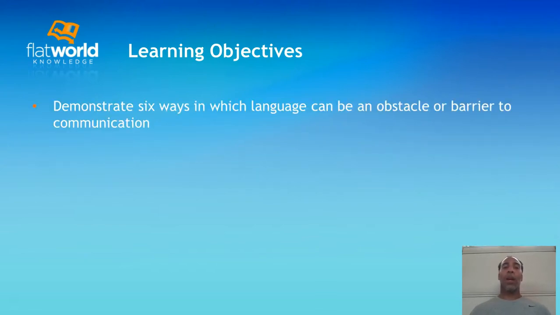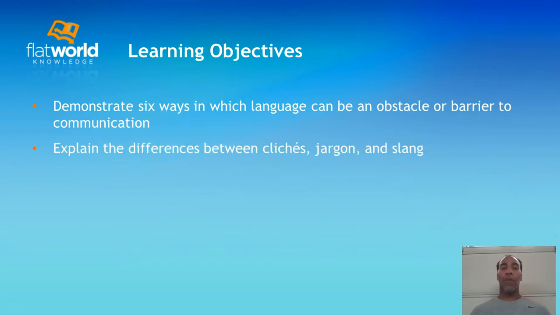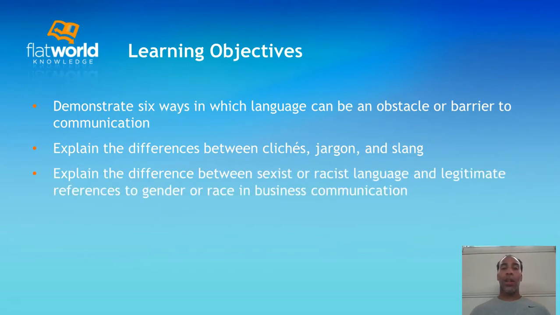We also have objectives of demonstrating 6 ways in which language can be an obstacle or barrier to communication. A lot of times, if 2 people don't speak the same language, it could be a barrier, but there could be other things in reference to language that could be a barrier as well. Explain the difference between cliches, jargon, and slang. Explain the difference between sexist or racist language and legitimate references to gender and or race in business communication.